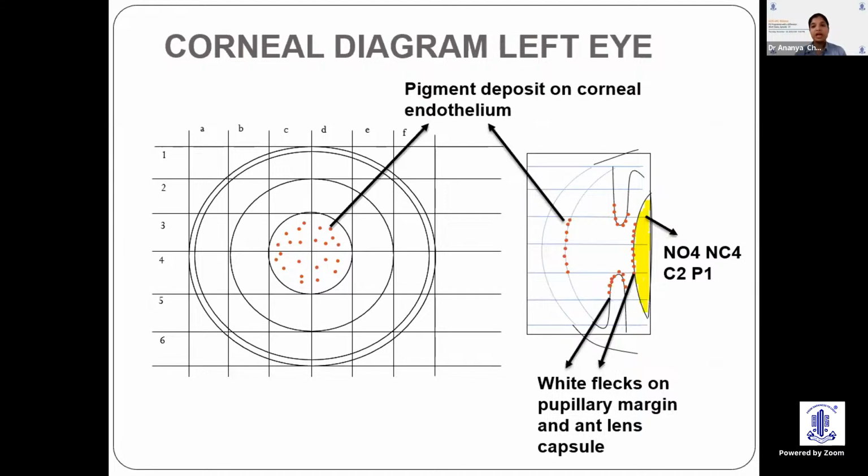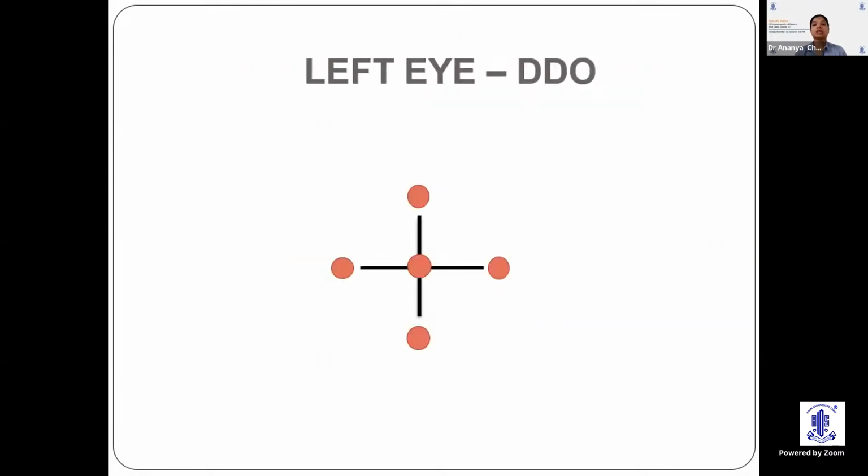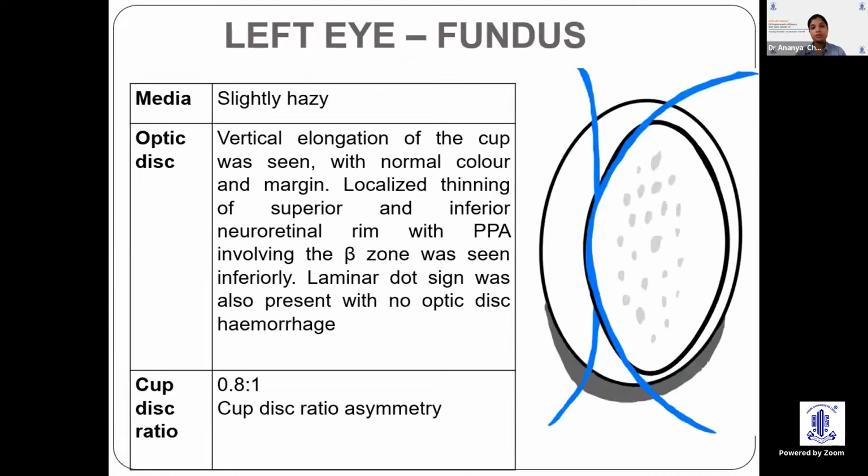This is the corneal diagram of the left eye depicting pigment deposits present on the corneal endothelium, and the optical section is showing white flecks present on the pupillary margin and on the anterior lens capsule with cataractous lens. Distant direct ophthalmoscopy of the left eye, glow was present in the primary gaze and in all 4 quadrants. Left eye fundus evaluation, media was slightly hazy.